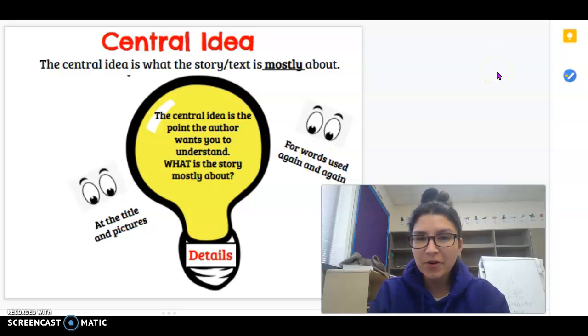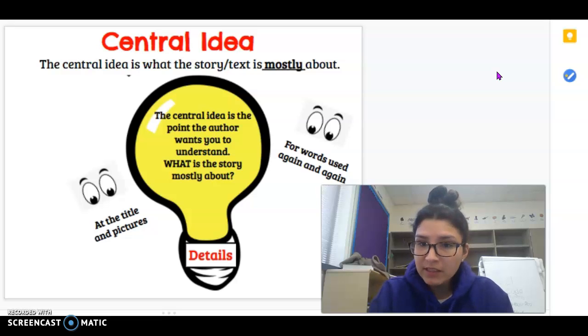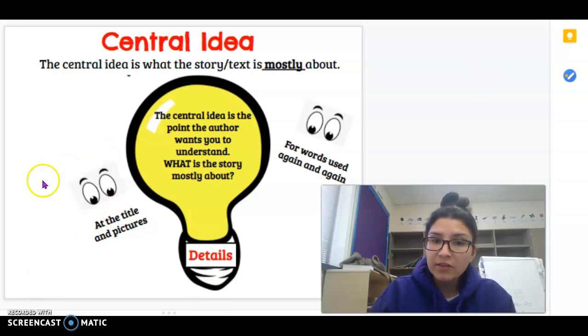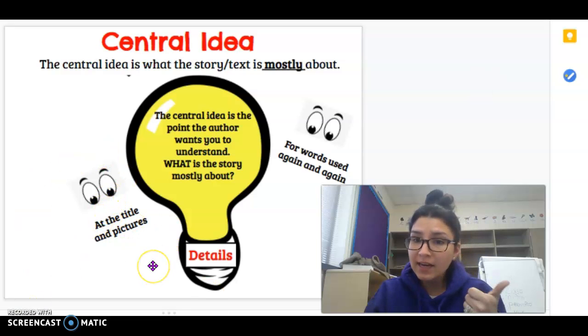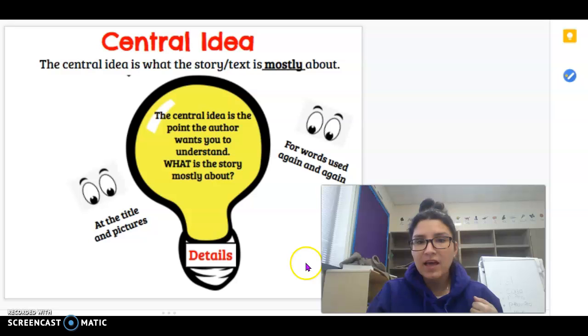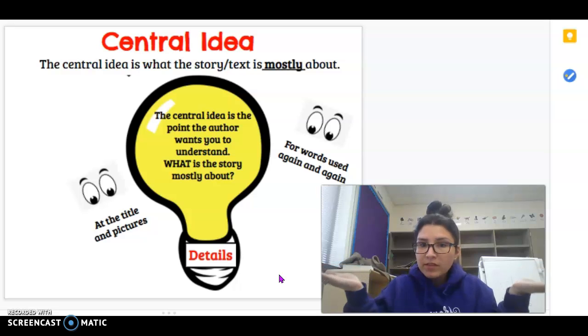Hi there, today we are going to be reviewing central idea. The central idea is what the story or text is mostly about. So whenever we're trying to figure out the central idea, we go ahead and use clues. We look at the title, the picture, words that are used again and again and again, okay? And we pay attention to the details, right? So the central idea is the point the author wants you, the reader, to understand. So what is the story mostly about, right?